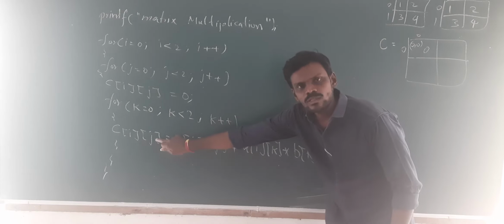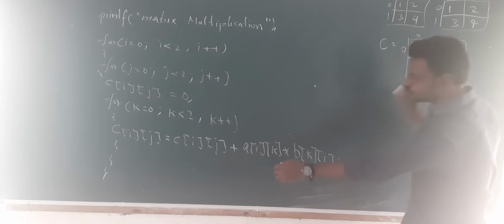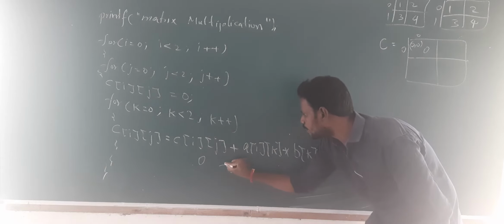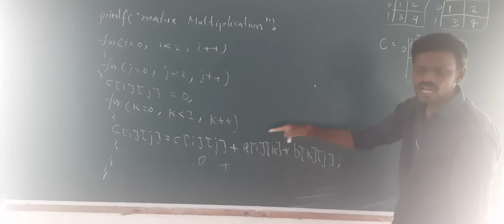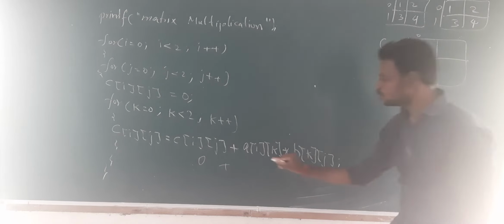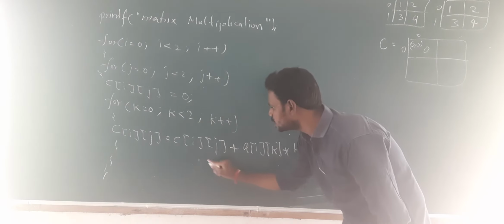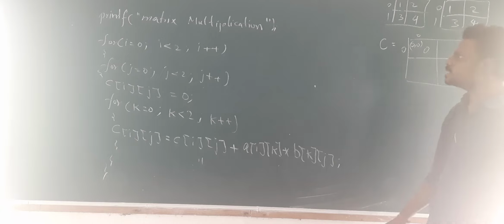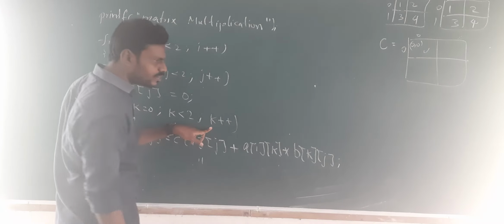I am trying to do C of ij equals to C of ij, which is 0. I am placing 0 and plus A of I, which is 0 in this case. A is also 0. So the 0 0 position is consisting 1 and B's 0 0 position is consisting 1. 1 into 1, 1. 0 plus 1, again it is 1. Now it is not at all none. Why? Because we need to increment the value of K here.